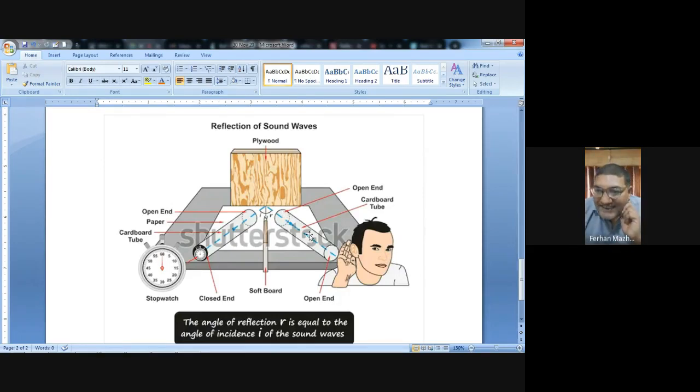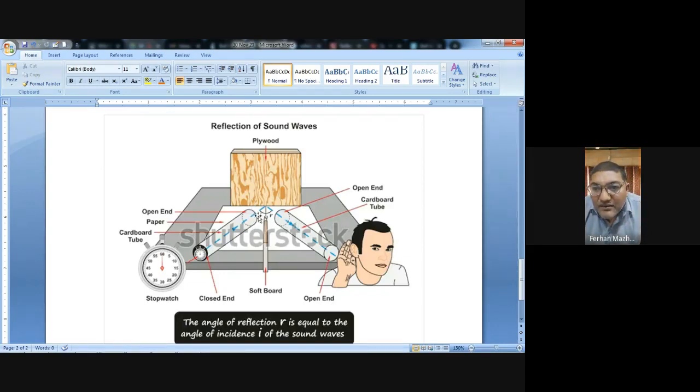You see, on this side, you will be holding this pipe, and your ear will be near this end of the pipe, and you will move it clockwise and anti-clockwise, and you will be looking for that point where the sound of the clicks of the alarm stopwatch will be loudest. Wherever you hear the sound of the clock loudest, you will stop the pipe there.